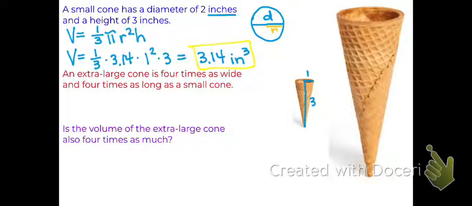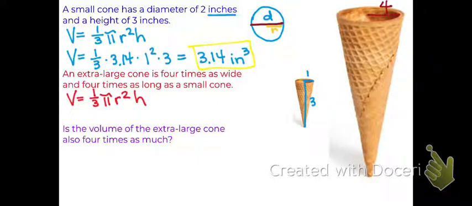Now let's use this same formula to find the volume of our extra large cone. Again, we just need to substitute in the radius and the height. Now it's telling us that the extra large cone is 4 times as wide. So if the diameter of our small cone was 2 inches, the diameter of our extra large cone is 4 times that. It's 8 inches. So what's the radius? Remember, diameter is from one edge to the other. Radius is always from the center to one edge. It's always half of the diameter. So the radius of this cone is 4.